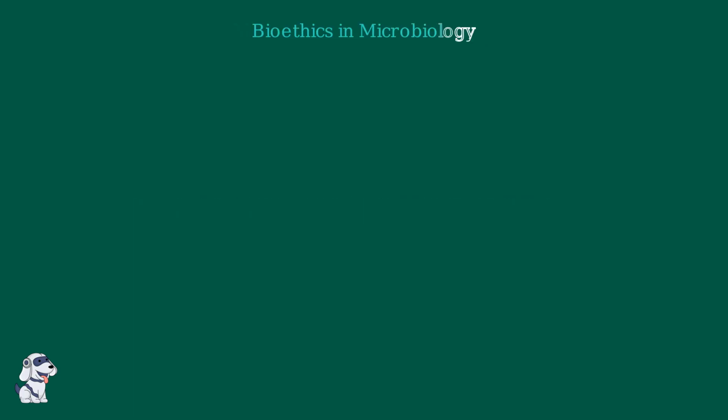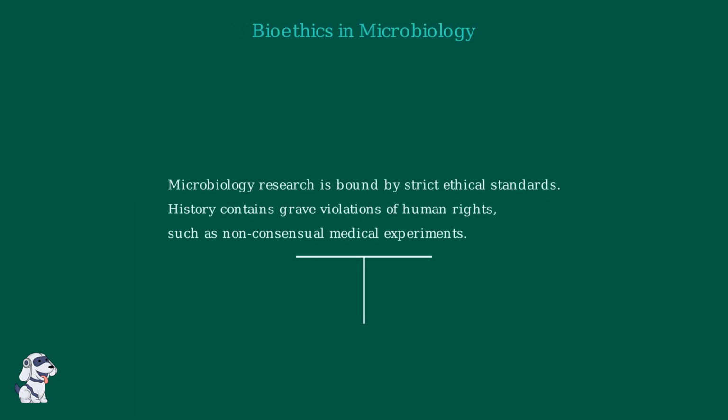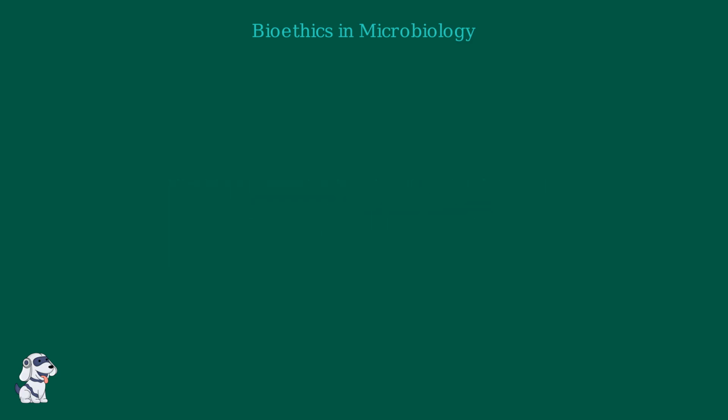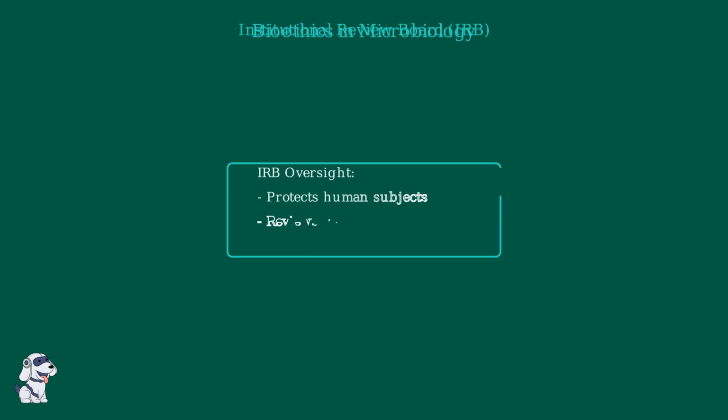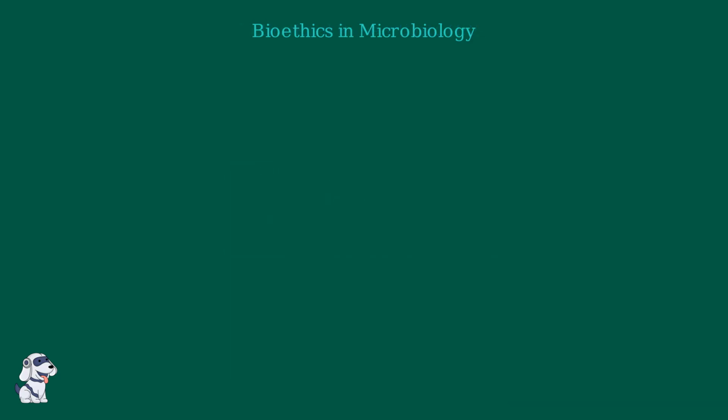Microbiology research is bound by strict ethical standards. History contains grave violations, including non-consensual human studies that highlight the necessity of constant ethical vigilance. Today, all research must follow institutional review board oversight. These boards review research protocols to ensure subjects are protected and risks are minimized.